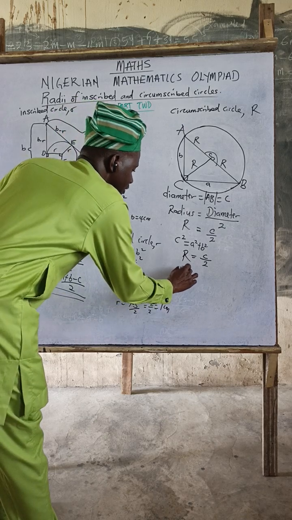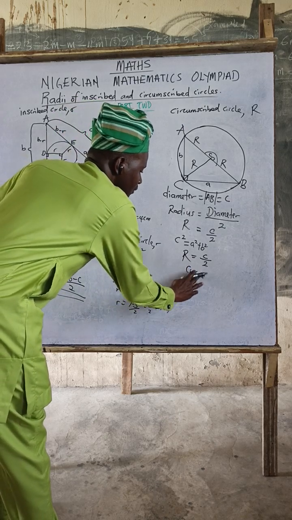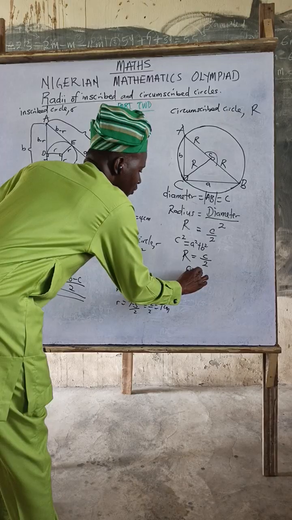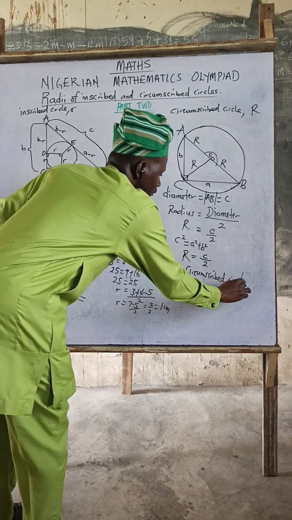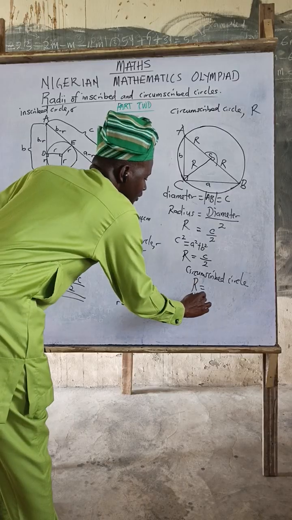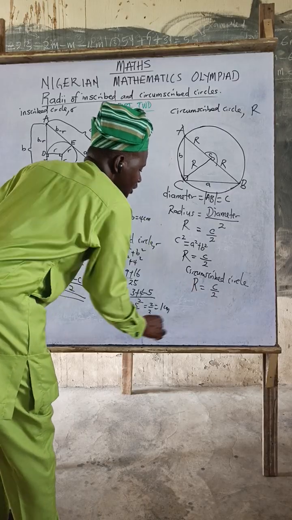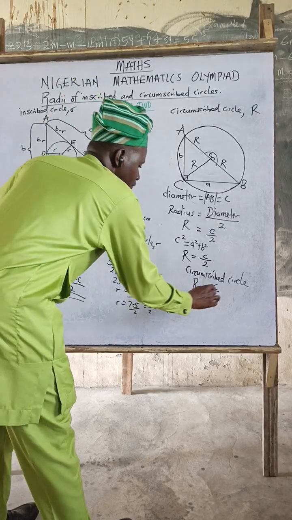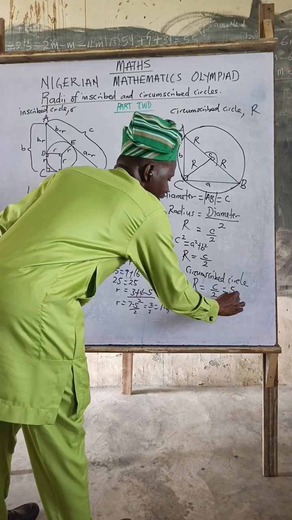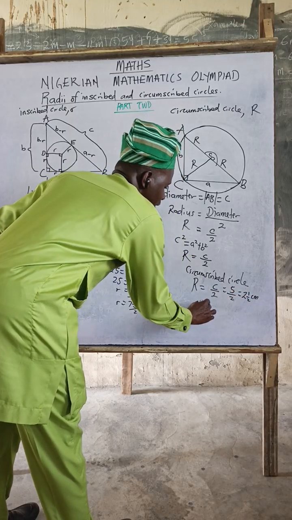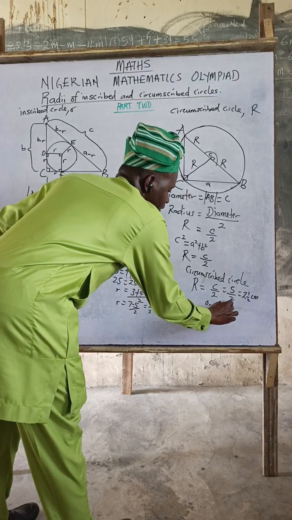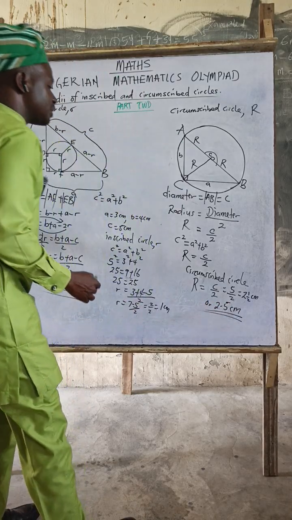Now, for the circumscribed circle, capital or big R is said to be C, which is the longest side, divided by 2. And C is said to be 5 divided by 2. We have 5 over 2 centimeters, or we can write it as 2.5 centimeters.